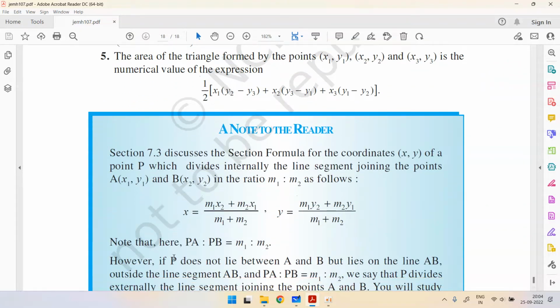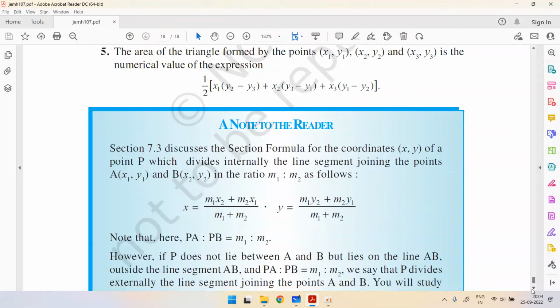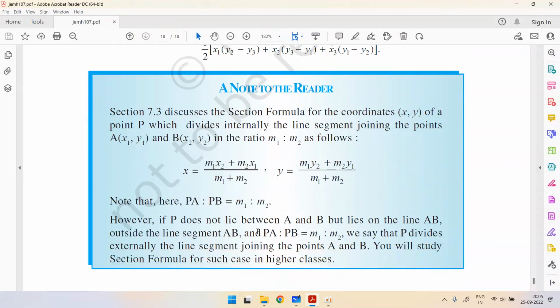In the section formula, internal division is given like this. However, if P does not lie between A and B, so PA to PB becomes m1 is to m2, we can say that P divides externally in the ratio. However, if P does not lie on the segment AB but lies on the line AB outside the line segment, then P divides externally like this. And this will be part of your higher classes, so nothing to worry.